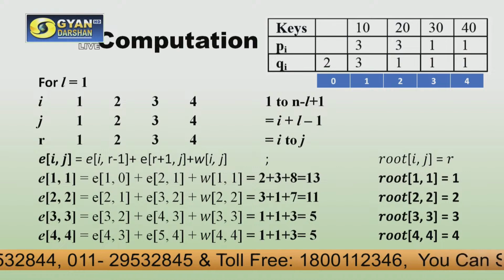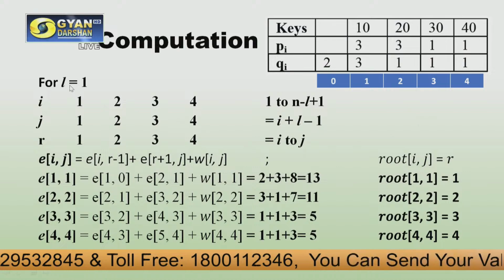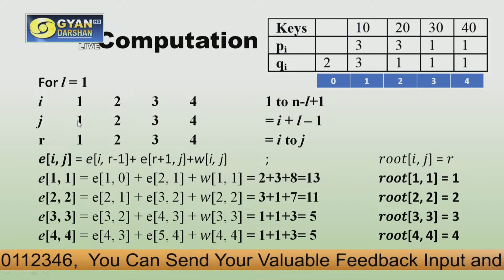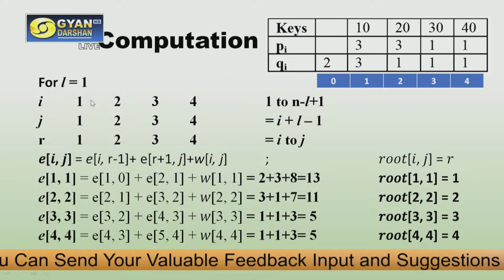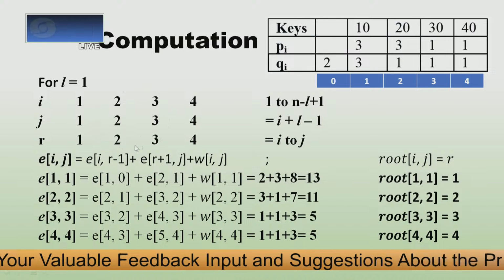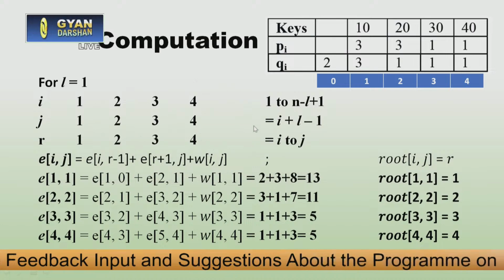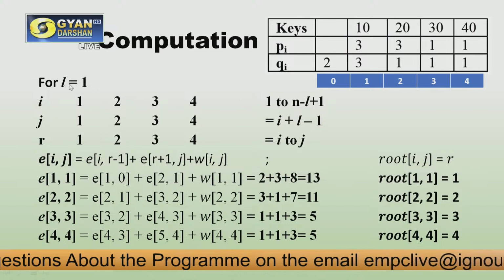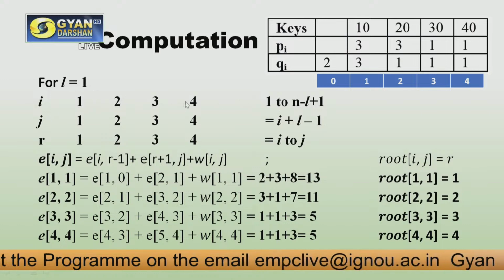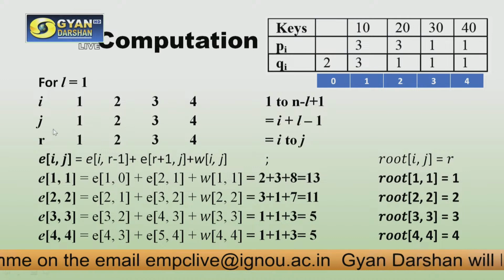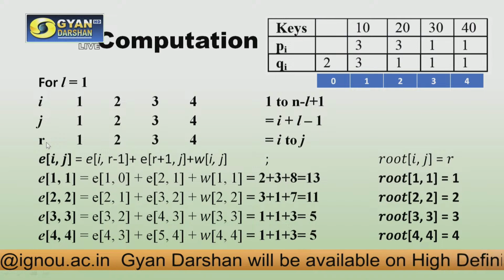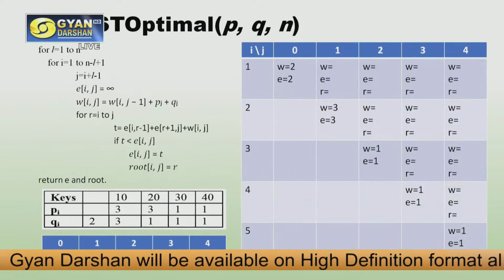Now, is there any other value to be computed? Well, the computation for E(i,j) is also going to be done along with W. And how is this computation going to go? The values of I and J for L equals 1 are once again the same, 1, 2, 3, 4, 1, 2, 3, 4, as was the case in W. But there is another value R.